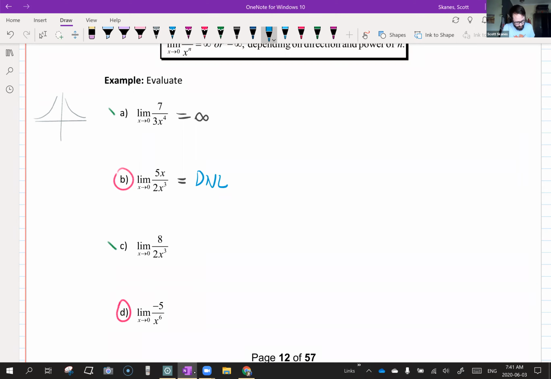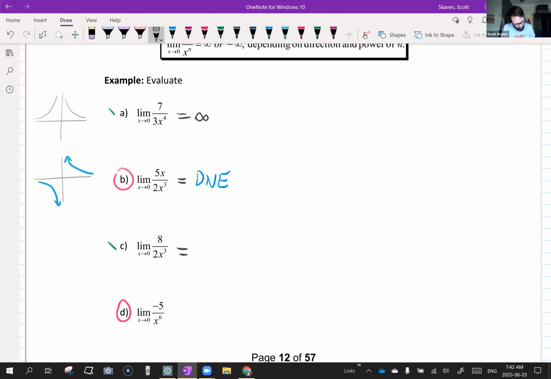It doesn't exist because the sketch that I made earlier is not right. It actually looks like this. It shoots up to infinity and down to infinity. The limit at 0 doesn't exist. I'll give you a shortcut for all these in the very end.